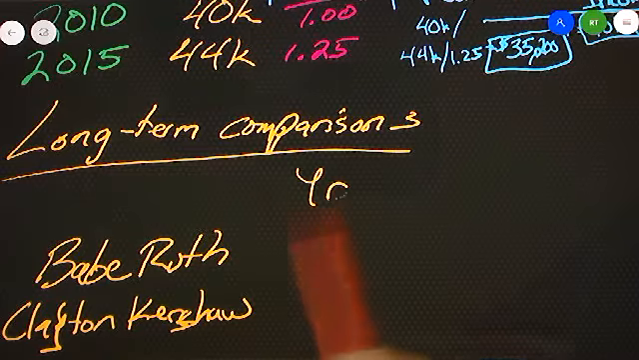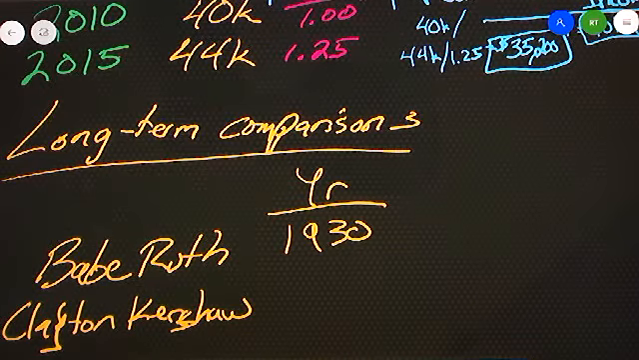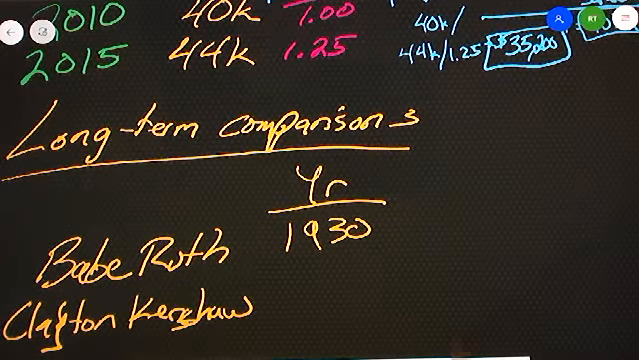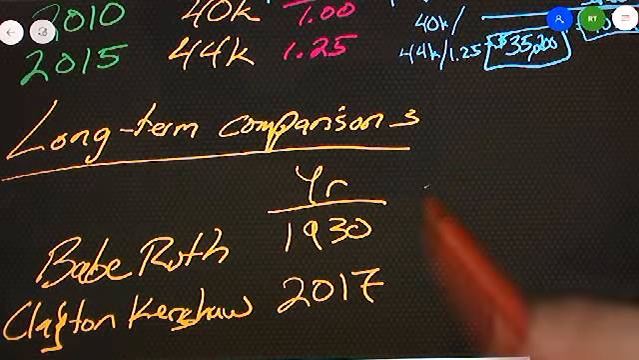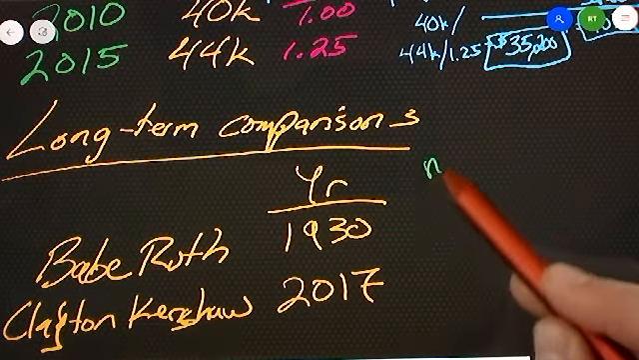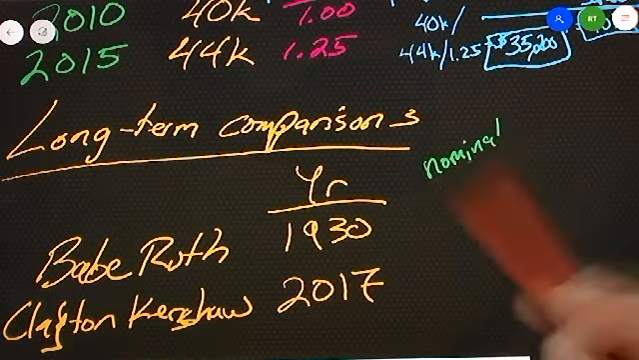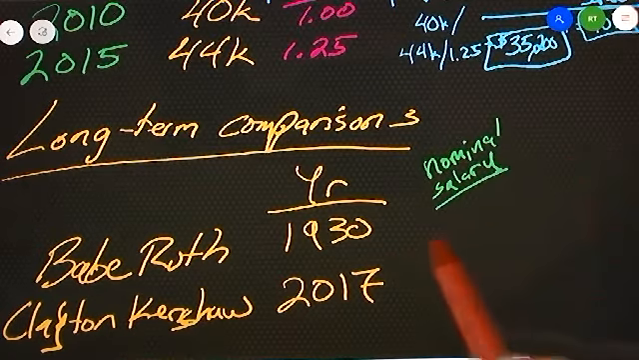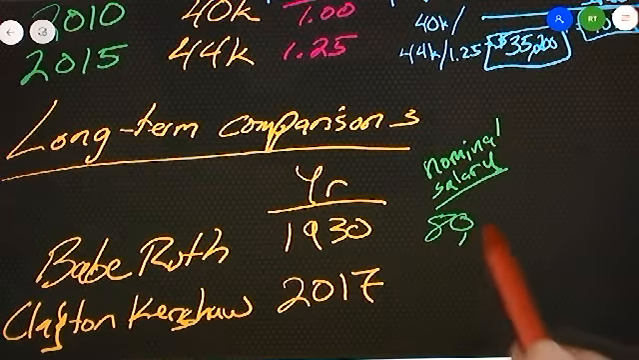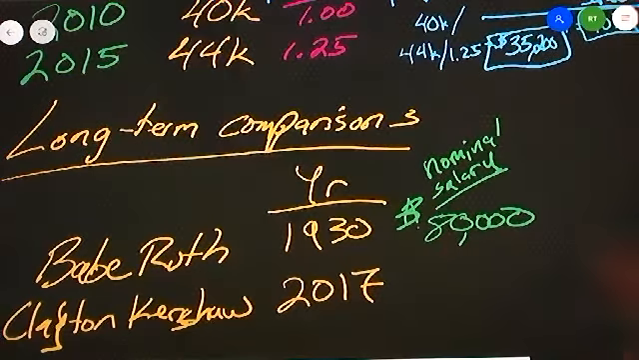So, this was 1930 that Babe Ruth was hitting his homers and stuff, right? And, Clayton, the salary data we have is from 2017. We've got some info on their nominal salary here, right? So nominal salary. So Babe Ruth back in 1930, he made $80,000. Like, wait, what? That's not that much.